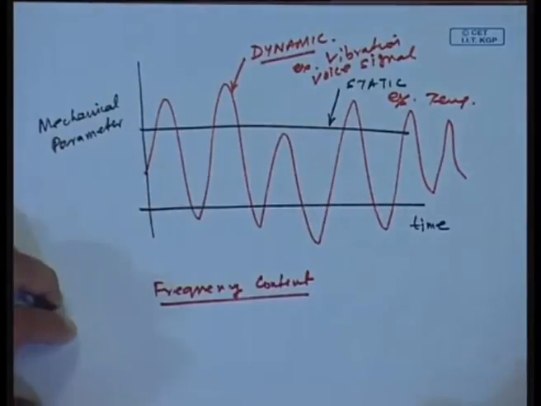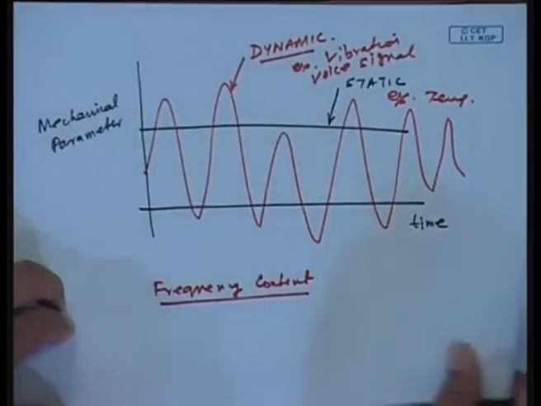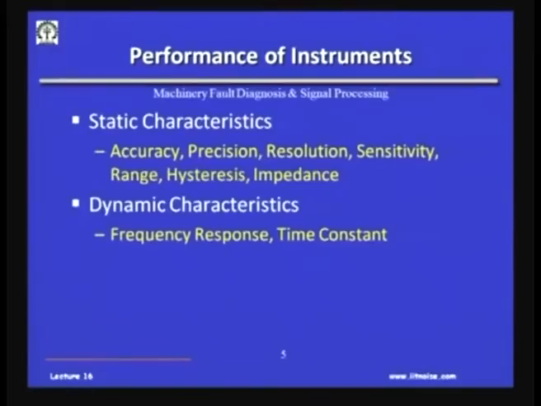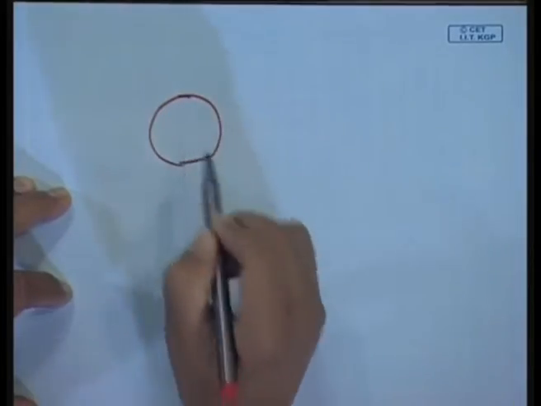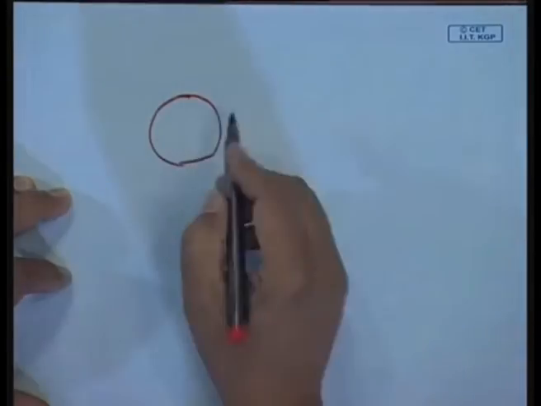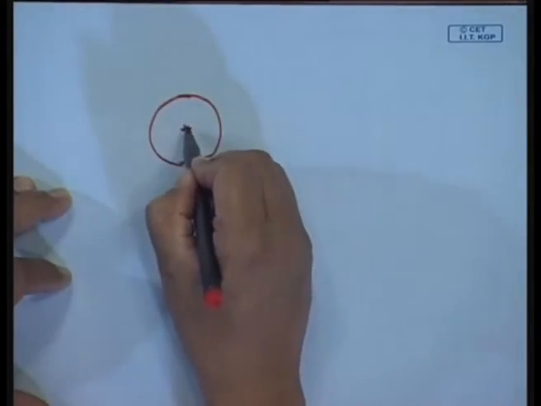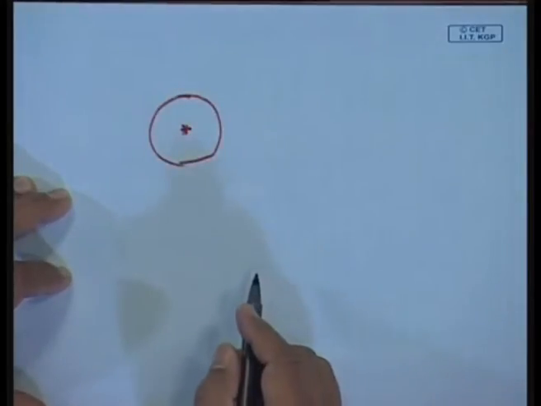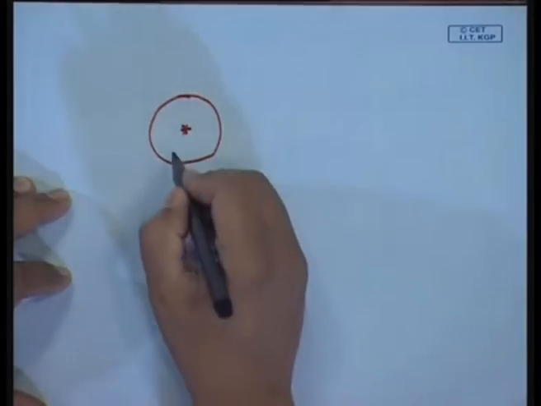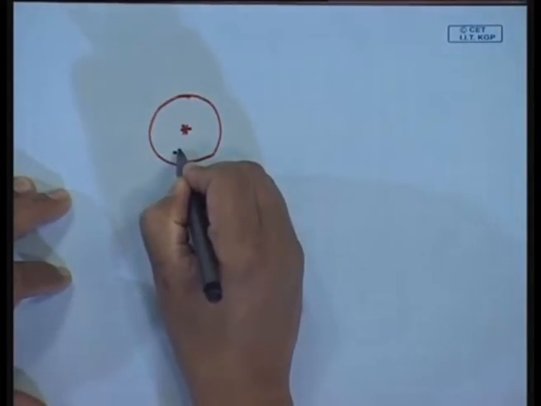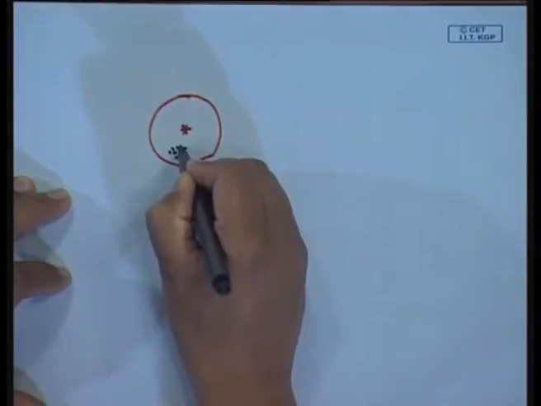Okay. Now, what are the static characteristics of an equipment or a transducer? For example, I will give you an example. I know that this is my actual quantity which is to be measured. But each time I measure, I am reporting these values. Okay, this is one case.